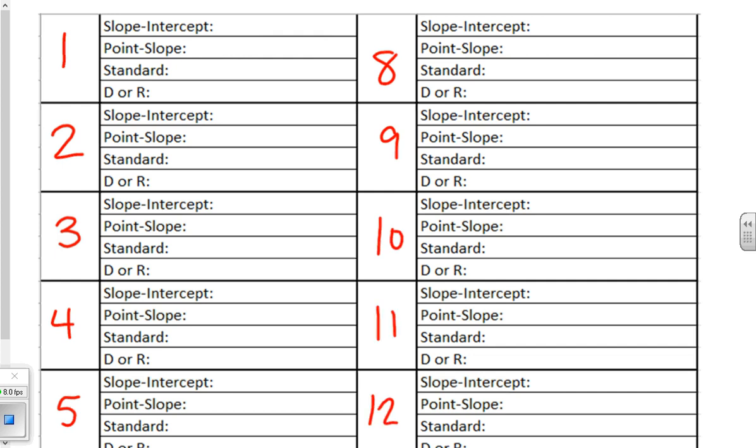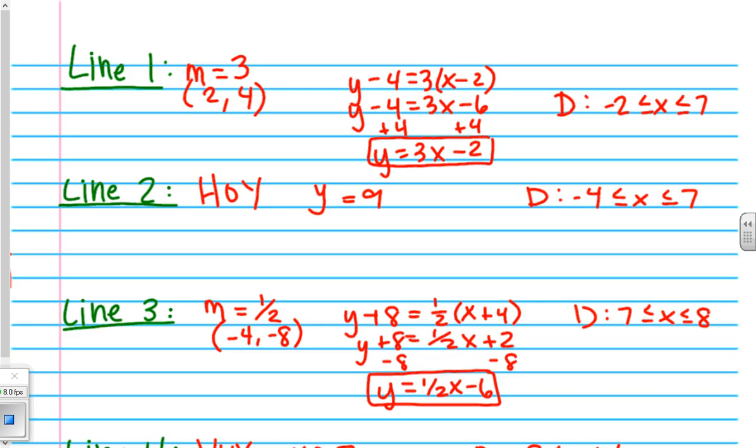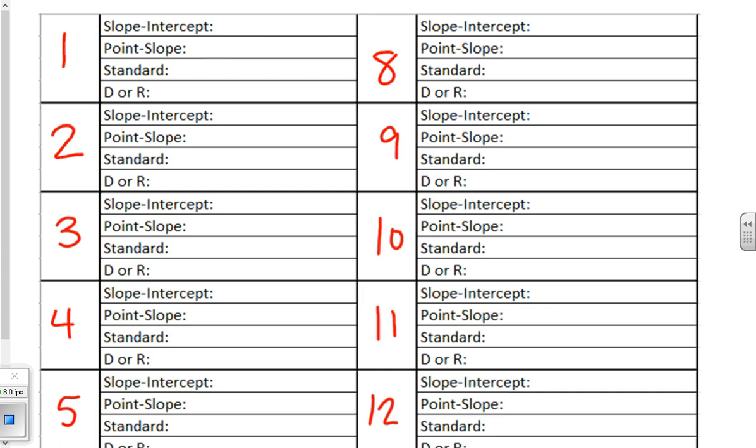Within this, you are going to be filling in the slope-intercept form, the point-slope form, the standard form, and the domain and range. So let's go back and look at what I did for line 1. Line 1, I've worked out all of my equation, and I have my slope-intercept here, my point-slope that I had to use up there, and my domain over here. Slope-intercept was y equals 3x minus 2. That's what's going to get written in that first line, 3x minus 2.